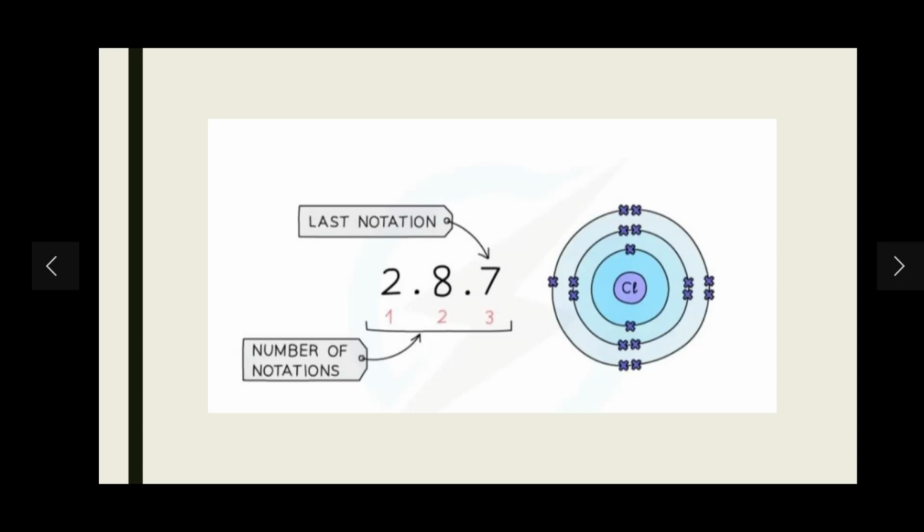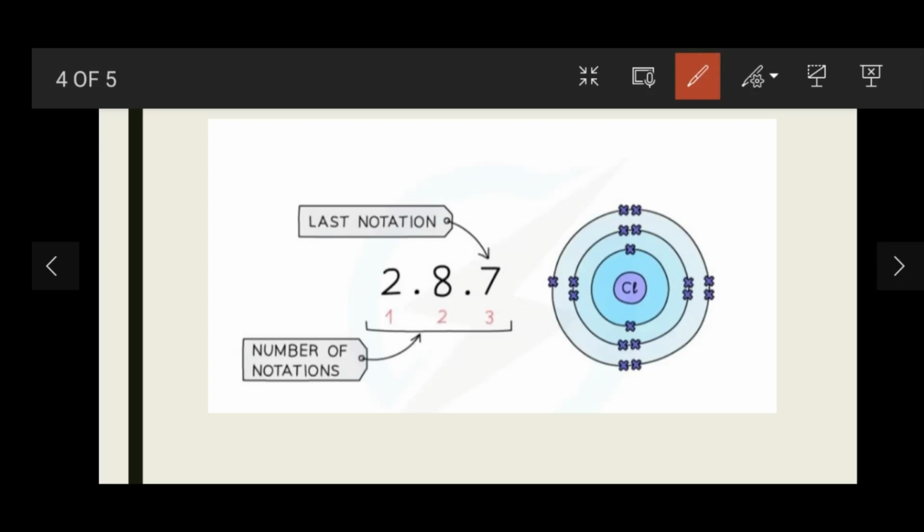In the first shell, let me take this pointer. If you see this part, you can see there are two electrons present. And we discussed in our previous video the order in which electrons are arranged. We saw that the first shell can hold only up to two electrons. Then the second shell can hold up to 8 electrons. The third shell can also hold up to 8 electrons.